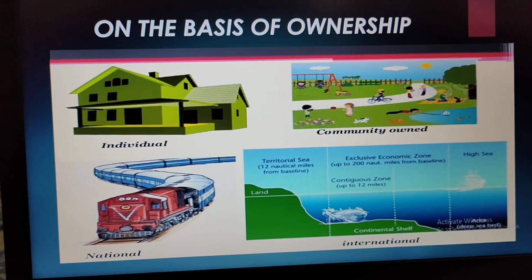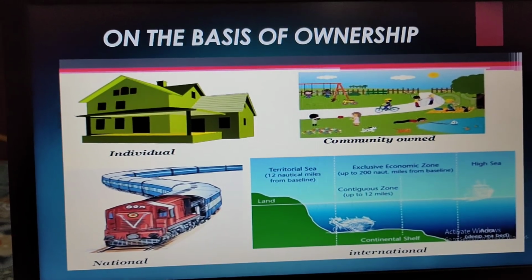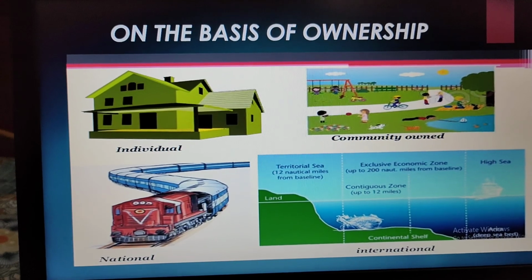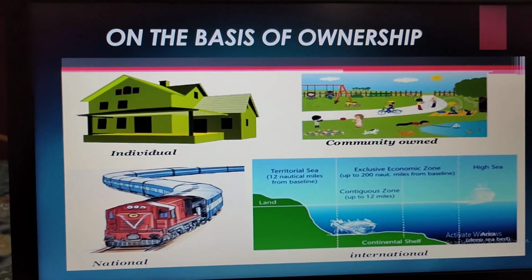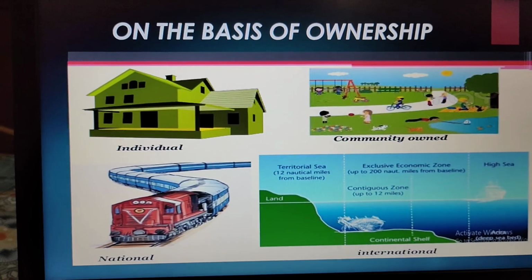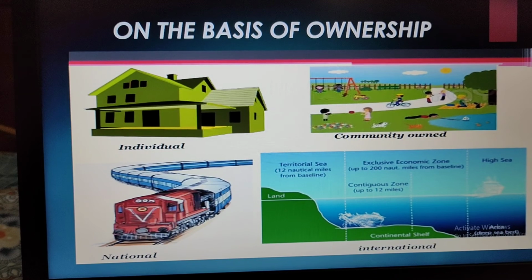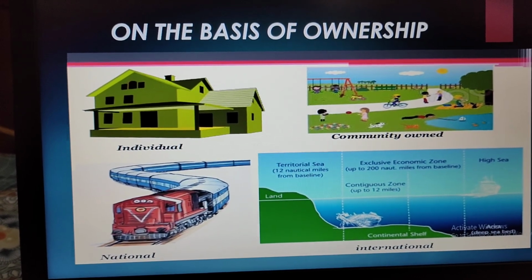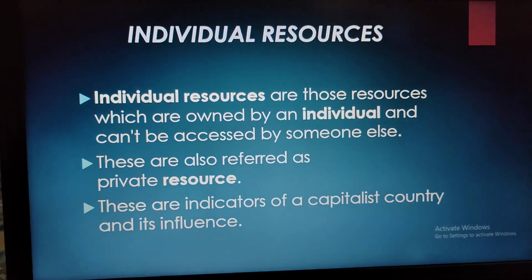So if we talk about Indian Ocean up to 12 kilometers, up to 12 nautical miles, it is a part of India. From 12 to 200 kilometer, it goes into exclusive economic zone. We can use it, but still certain limitations are there. And beyond 200 kilometer, it goes in the hands of international organizations.